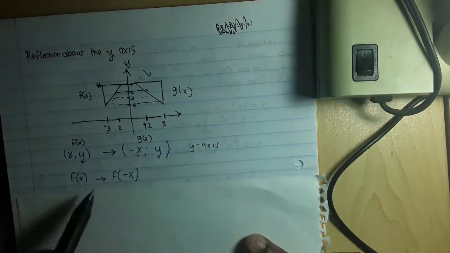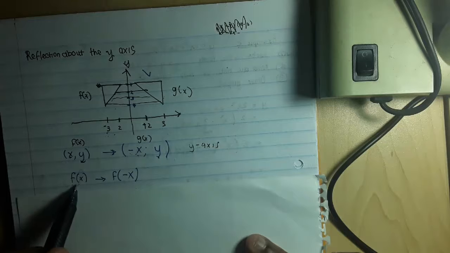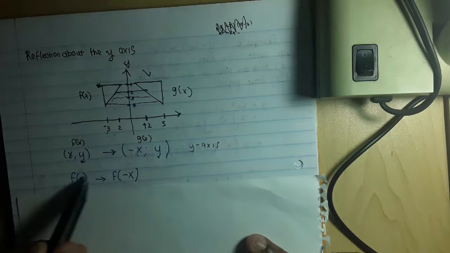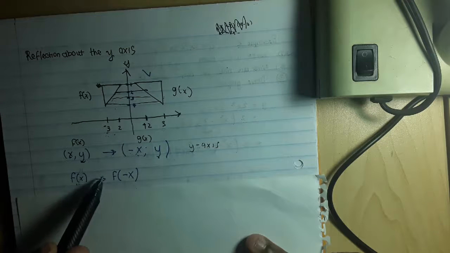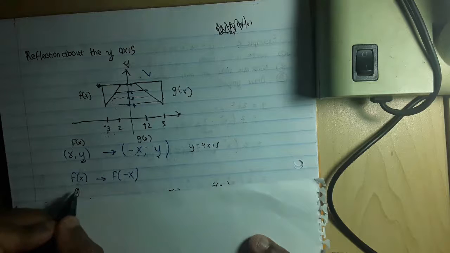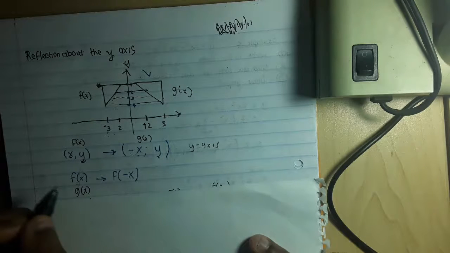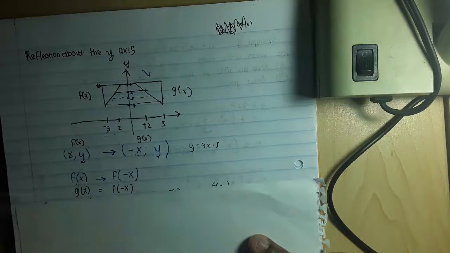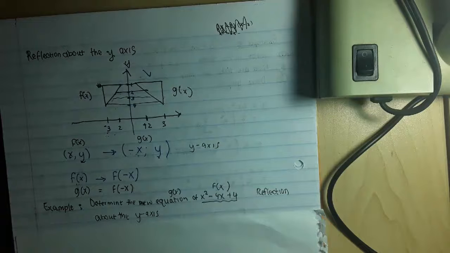To write this in summary, when given an f of x graph and you are required to transform it about the y-axis, then we would define a new graph named g of x, and let it be equal to the old graph. However, every x value needs to be negative. Now let's look at this specific example to explain this concept.